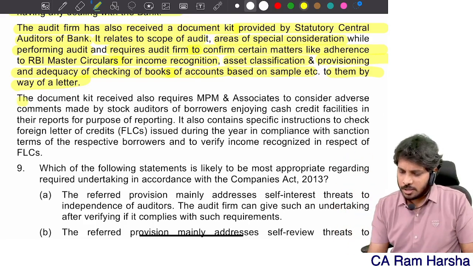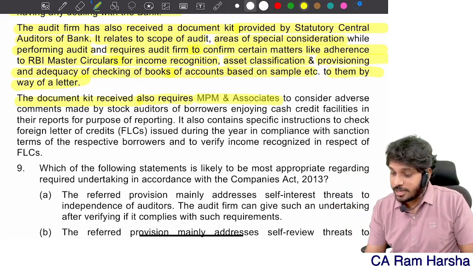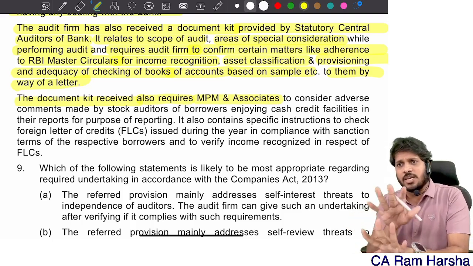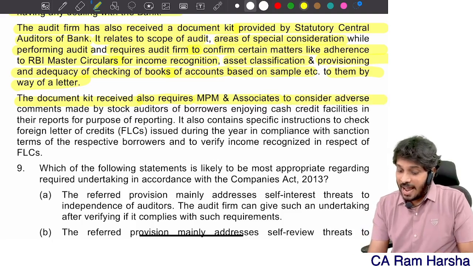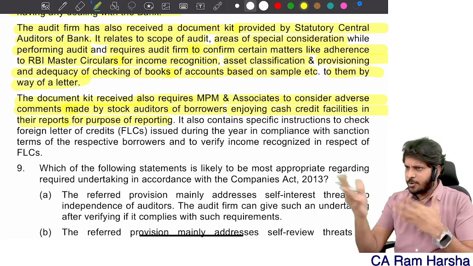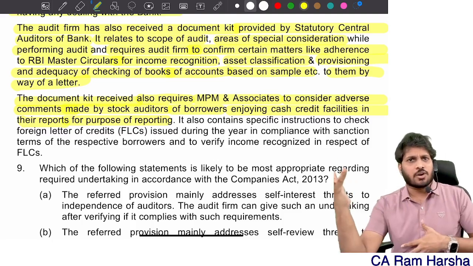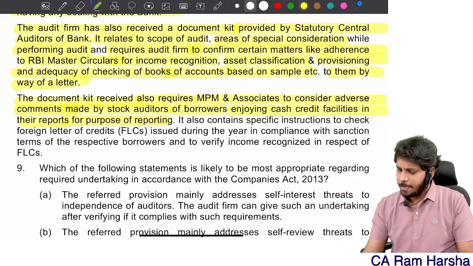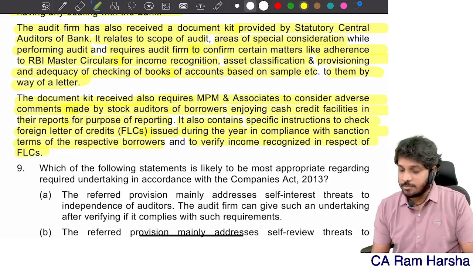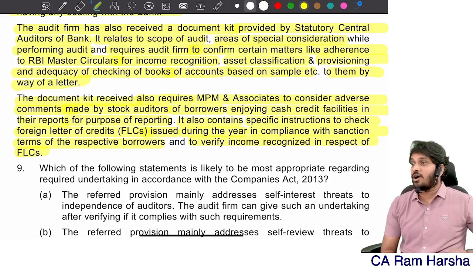Yes. The document kit received also requires the other auditors to consider adverse comments made by stock auditors of borrowers enjoying cash credit in their reports for the purpose of reporting. MPM, in this scenario, is the other auditor. Yes, the principal auditor told that you should consider adverse comments made by stock auditors, which is correct. It also contains a specific instruction to check foreign letters of credit issued during the year in compliance with the sanction terms with respect to borrowers, and to verify income recognized in respect of FLC, foreign letter of credit.